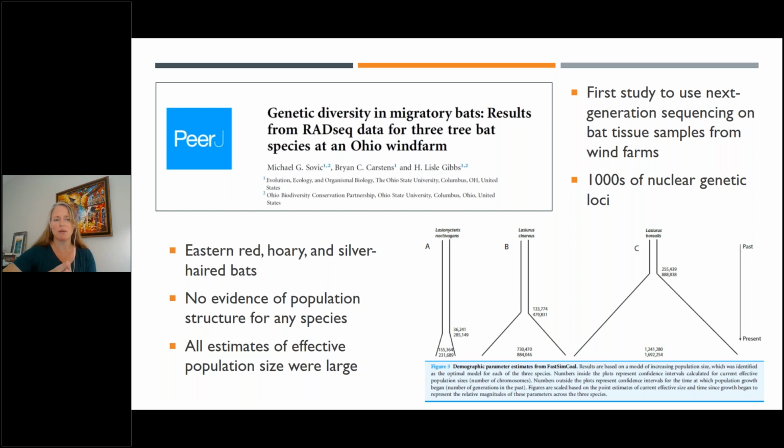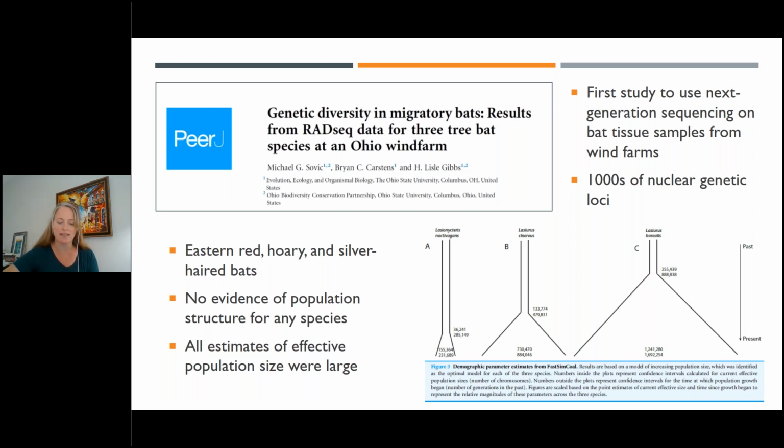So they had this for the three bat species, eastern red, hoary, and silver-haired. And what they found from this wind farm location in Ohio was no evidence of population structure for any of the species. So they looked like, within eastern red bats, it was all one panmictic population with gene flow. And then all estimates of effective population size were large.